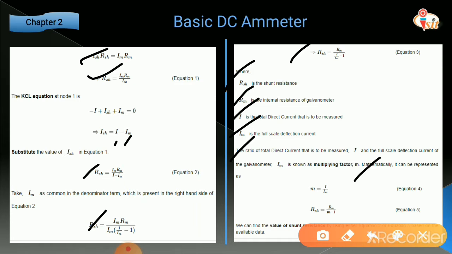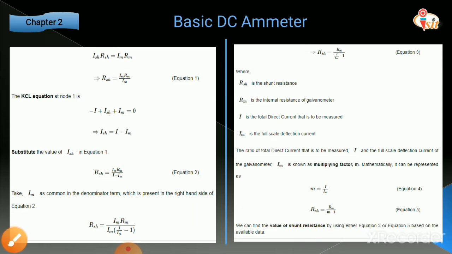Then the final RSH: put m is equal to I upon Im in equation number 3. Then the final equation is RSH is equal to Rm upon m minus 1. Now we can find the value of the shunt resistance by using either equation 2 or equation 5.